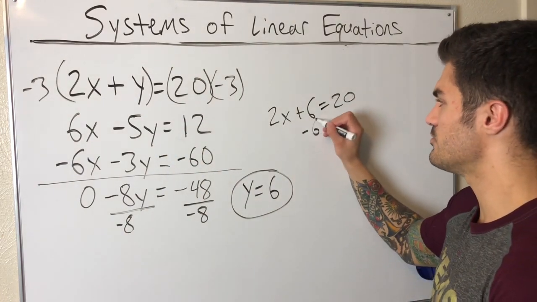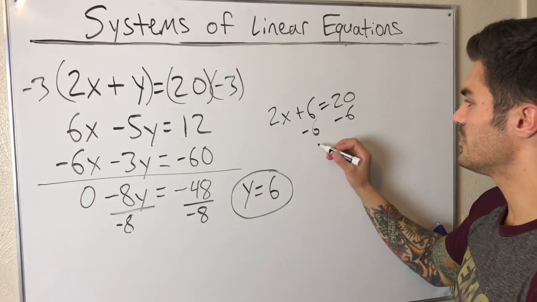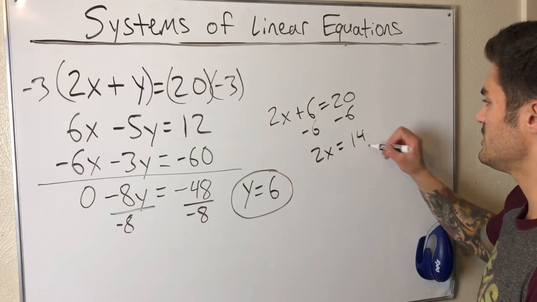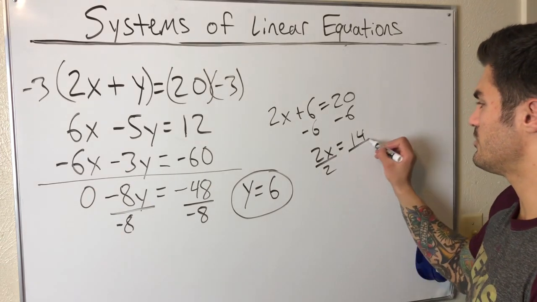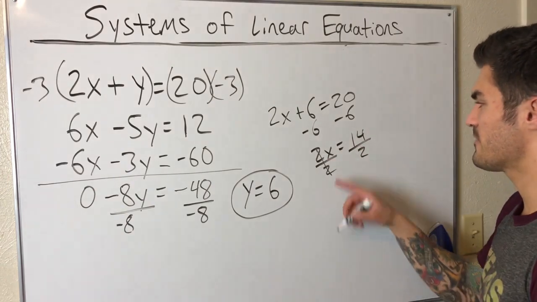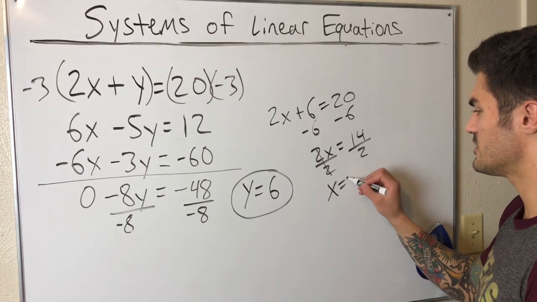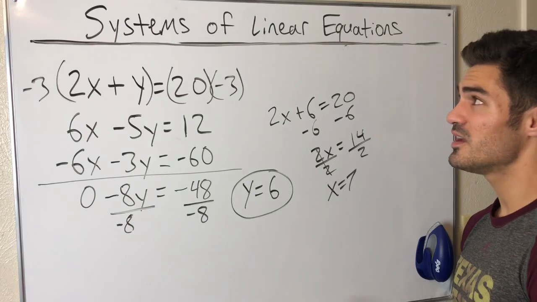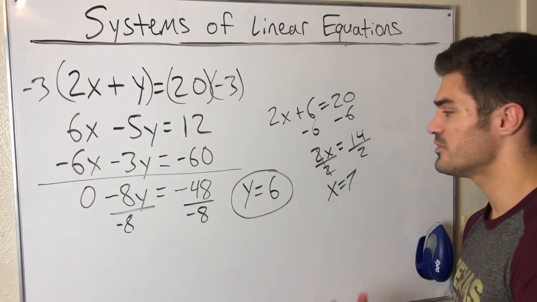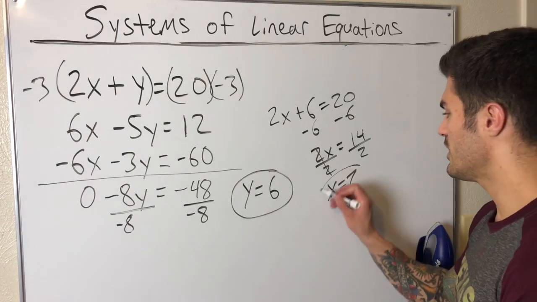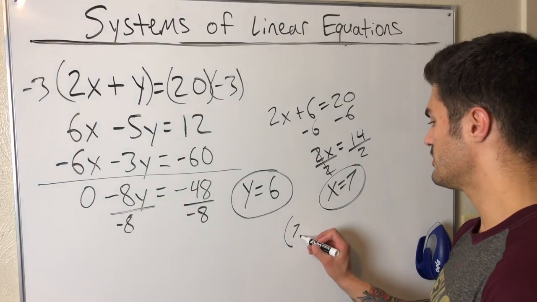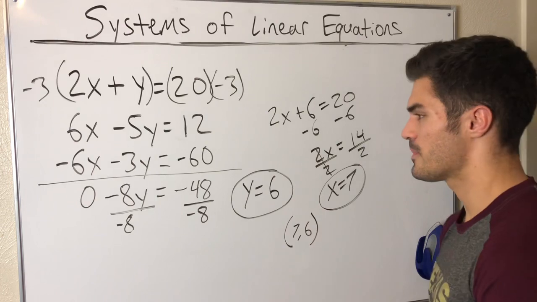So I subtract 6 from both sides, and I'm left with what? 2x equals 14. And now I can divide both sides by 2. That gives me x equals 7. So I have one solution. This is an independent and consistent system of linear equations. And I have x equals 7, y equals 6, and I can write that as the point (7, 6).